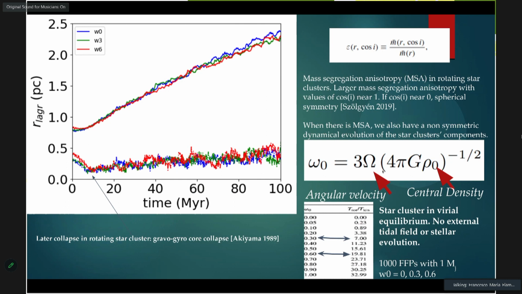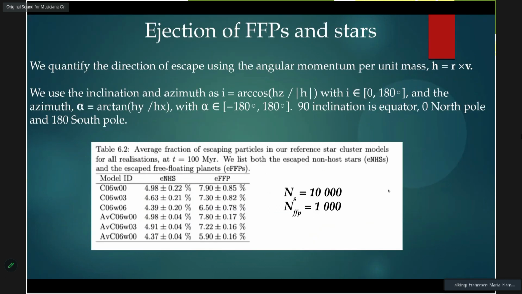The parameter that we use here is called the angular velocity, but you can already go into the table and check that for 0.3, the angular velocity that we use, 7% of the kinetic energy is in rotational velocity, and 20% for 0.6, as you see. This is the number of ejections that is a little lower for both stellar and free-floating planets in our scenario, and is particularly lower in the case of free-floating planets.